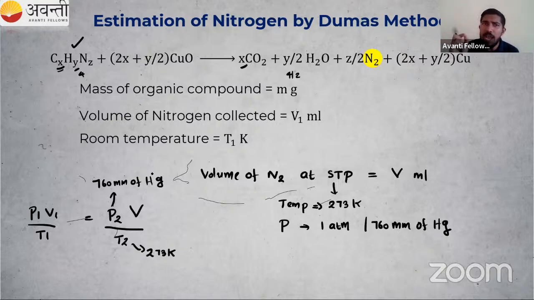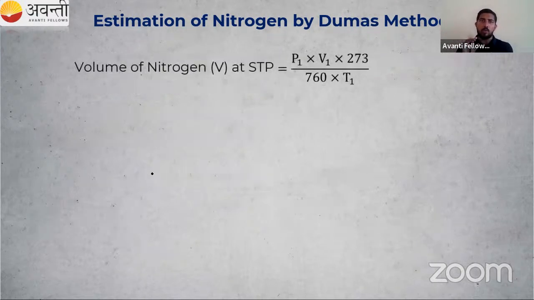What about STP? Standard temperature and pressure. The temperature is already given: standard temperature 273 Kelvin. What about the standard pressure? That is 1 atm, or we can call it 760 mm of Hg. Then how to find? On the LHS, some terms, on the RHS, some terms: P1, V1, T1 are found, P2, T2 are known, and you have to calculate the value of V. Okay, that is the thing you have to do.